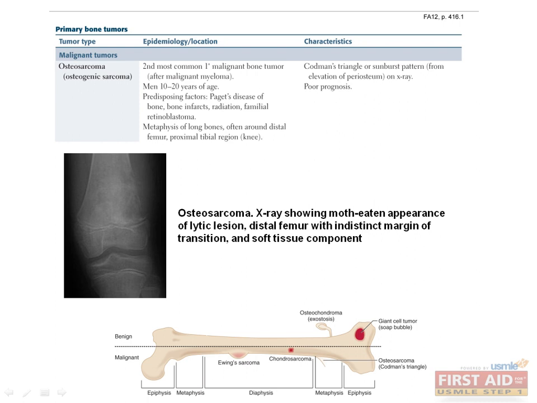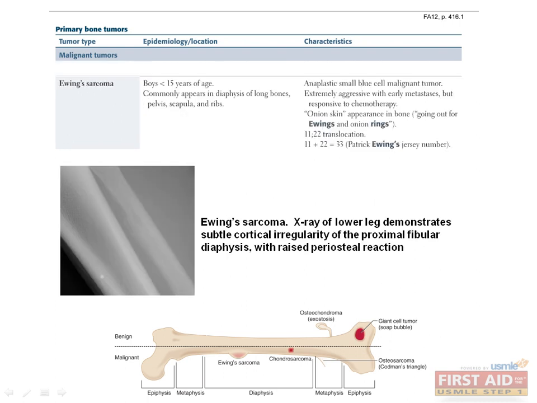The second thing you should remember for this high-yield tumor is the predisposing factors for the cancer. The list is long, but worth remembering, and includes Paget's disease, bone infarcts, radiation, and familial retinoblastoma. With the first 3, you can imagine reasons for bone to be damaged, and more prone to dysplastic changes as a result. The second malignant tumor to know is Ewing's sarcoma.